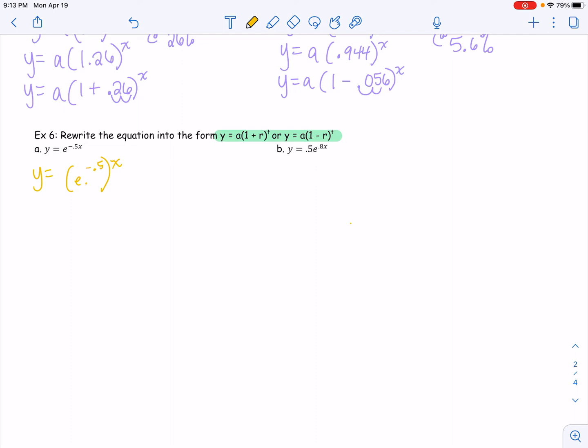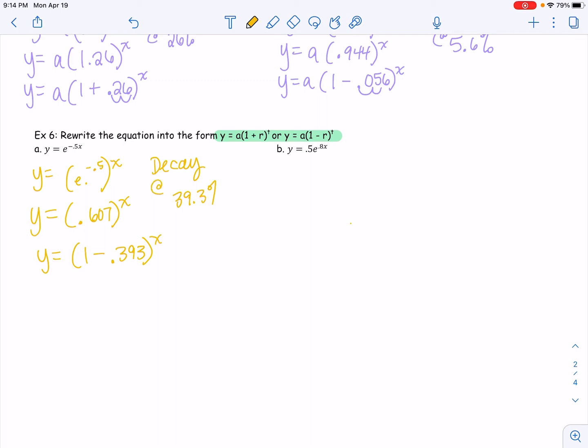So when you type in e to the negative 1/5 power, you get 0.607. So this is a number less than 1, so it's going to show decay. And then we need to figure out at what rate. So remember, we're rewriting this as 1 minus a number, and that number would be 0.393. So it's decaying at a rate of 39.3%.